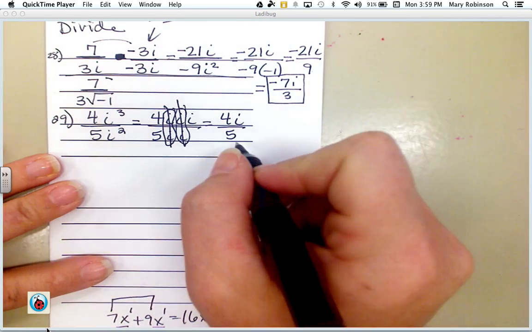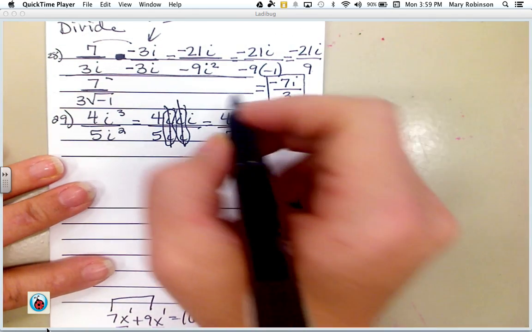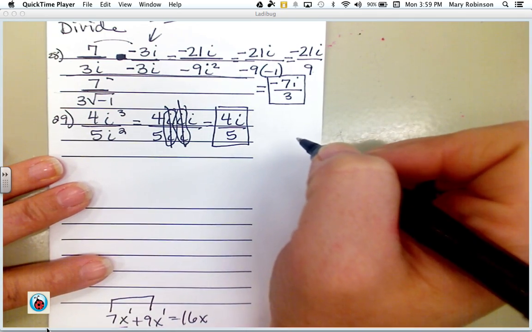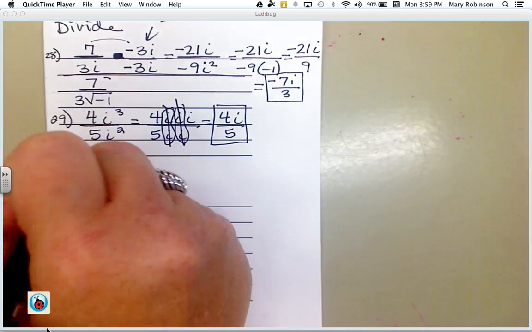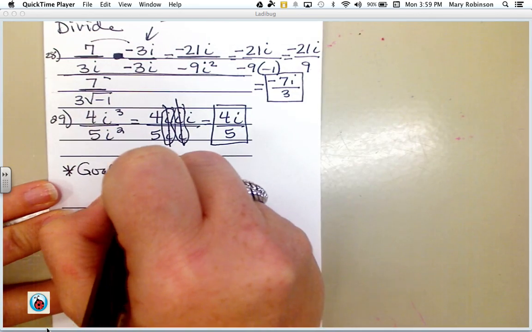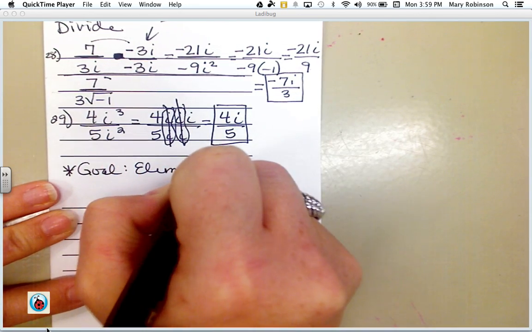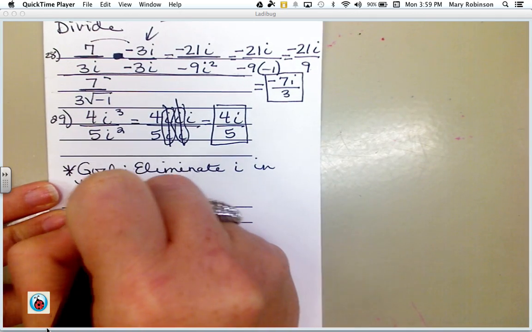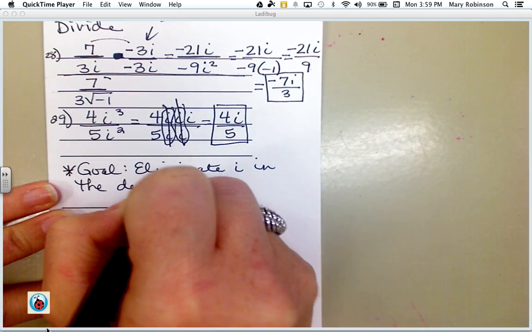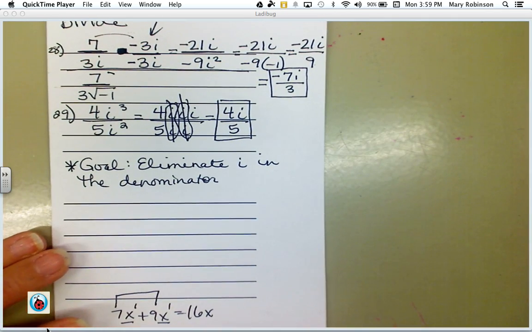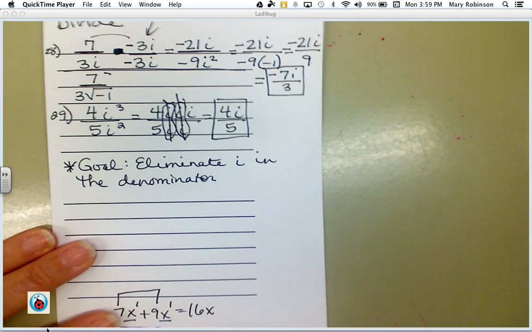Because there's no longer an I in our denominator, we are through. So remember, your goal is to eliminate I from the denominator. So let's write that down. Your goal is to eliminate I in the denominator. Pause if you need to get that down, because I'm going to move on.